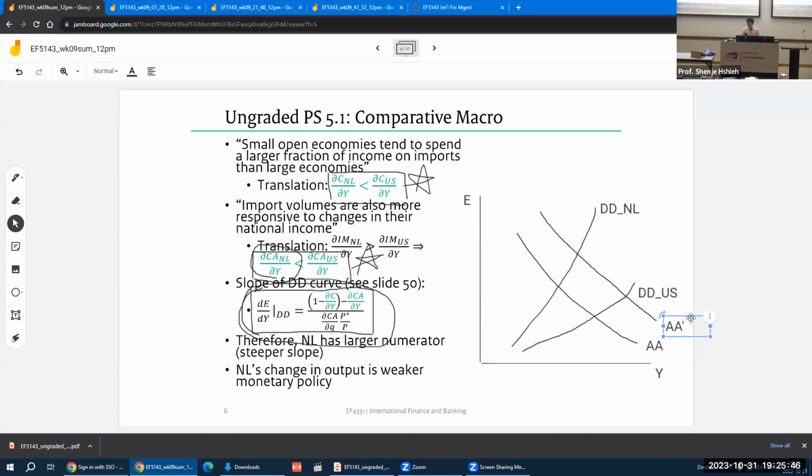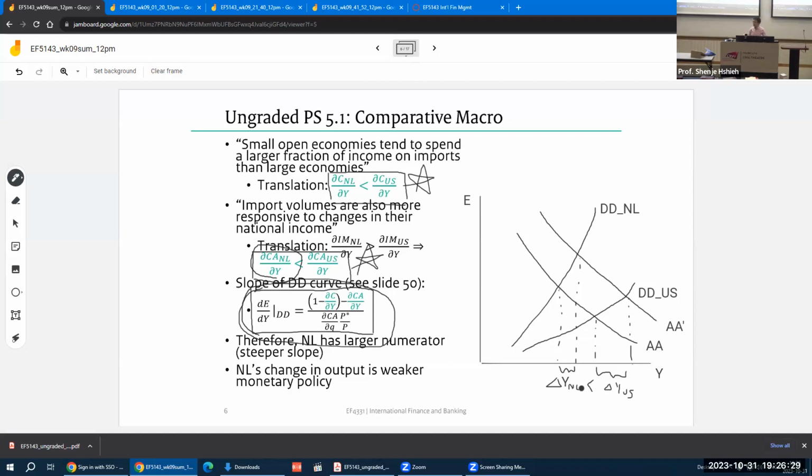So we conduct expansionary monetary policy. We can look at the change in output for the US, which is this gap here, versus the change in output for this graph here. All right, so maybe I'm not drawing a good graph, but I hope it should be clear that this delta Y, let's write NL, US, this delta Y is smaller. You agree?